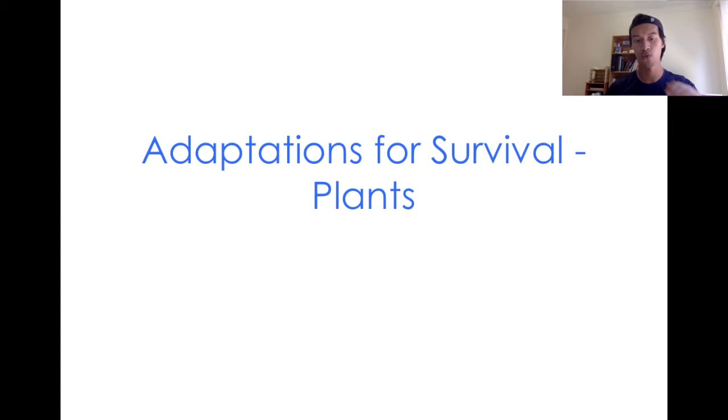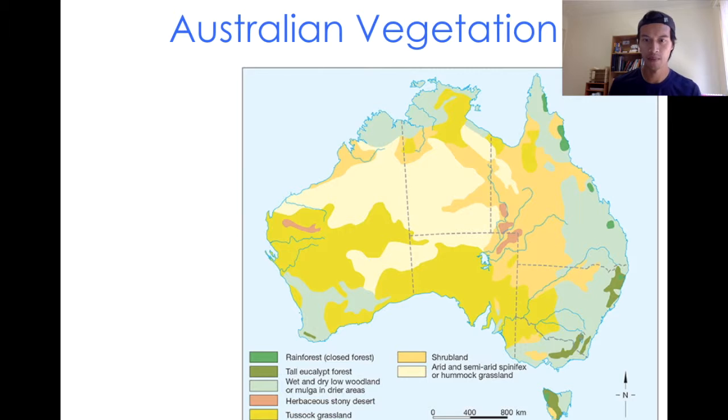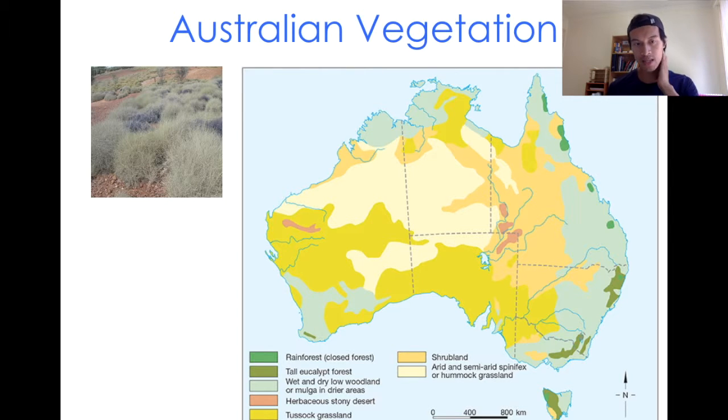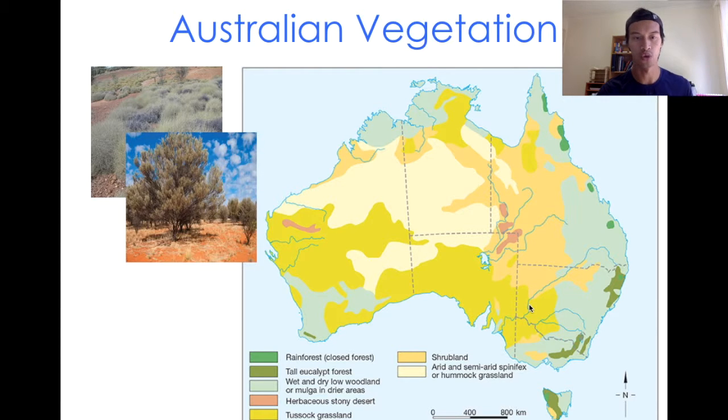Okay, adaptations for survival for plants. Now here is a map showing the Australian vegetation, the different kinds of ecosystems of Australian vegetation. You can see the different colors there. Despite the fact that we commonly perceive Australia to be very desert-like, there's actually quite a variety, ranging from your dry grassland and tussock grass kind of environments, which you can see there in the yellow, your semi-arid, which is kind of your shrubland kind of environments all along there and there.